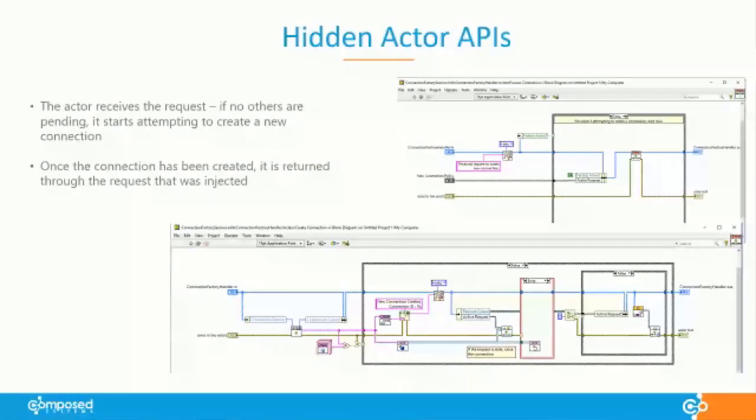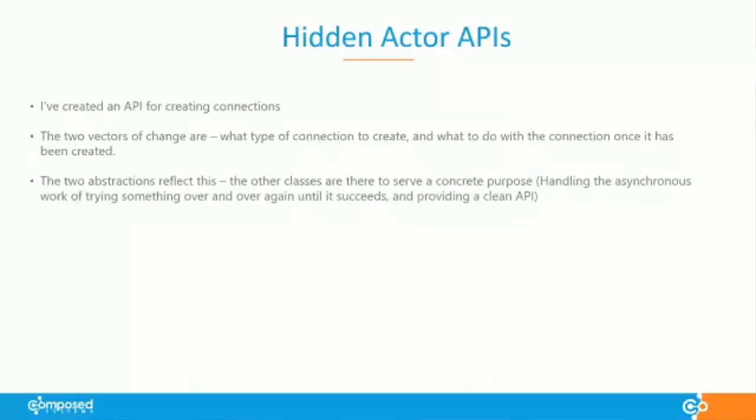So what have I done so far? I've created an API for creating connections. As I've mentioned, the two vectors of change are what type of connection to create and what to do with the connection once it's been created. And these are where the abstractions reflect this. There are a couple other classes here. These classes are concrete. They do concrete work. That concrete work is handling the asynchronous behavior, trying something over and over again, and providing a clean API. These things are not going to change. There's not really a clear vector of change there. So there's no need to create any sort of abstraction around them.